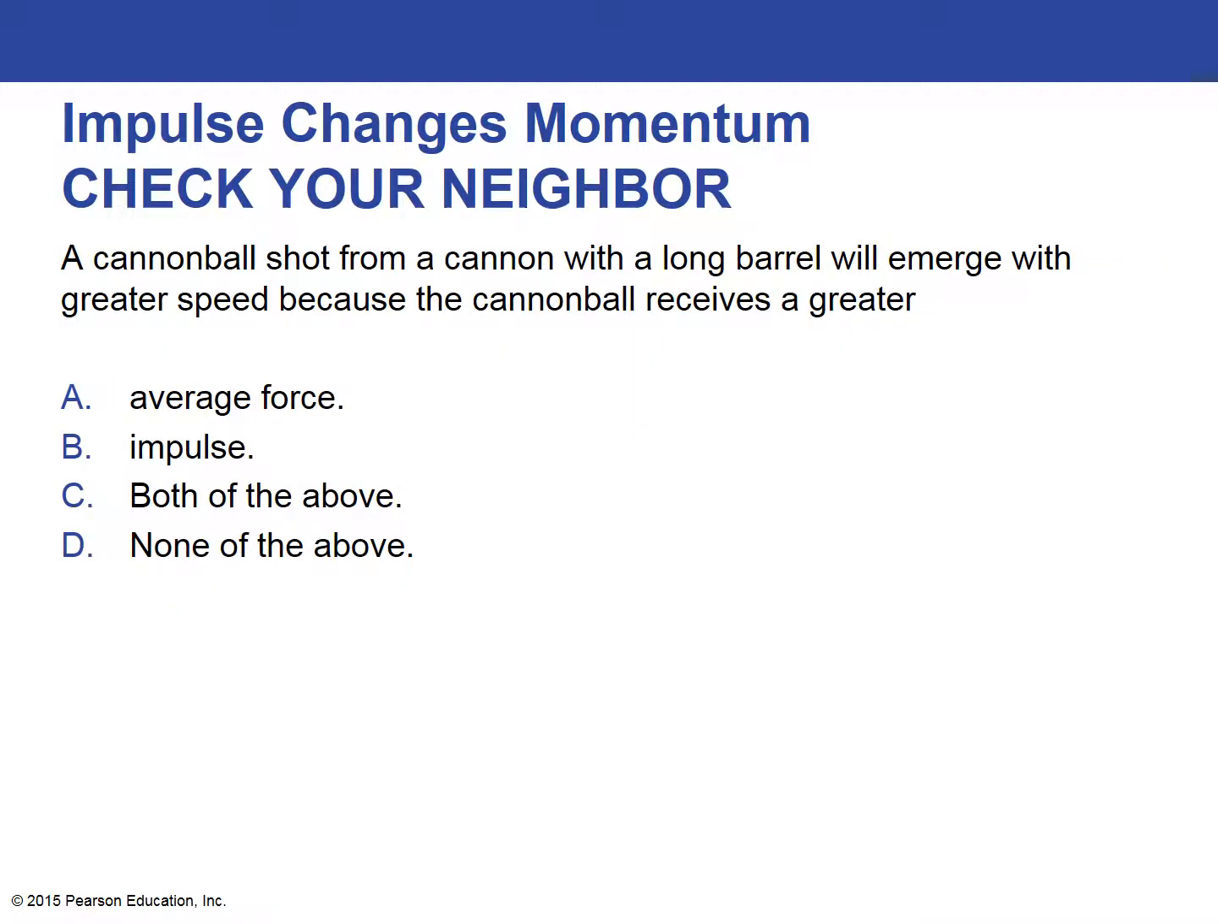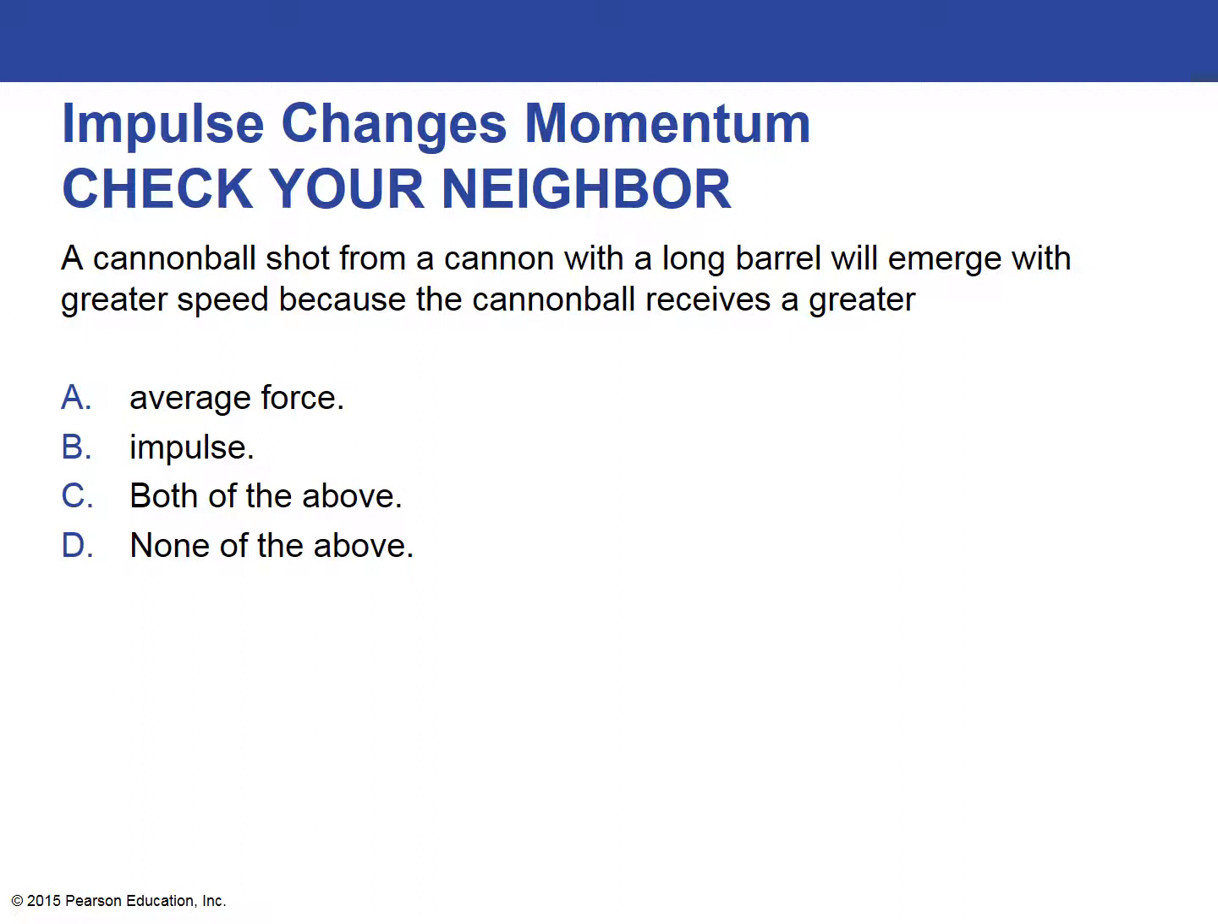So in this case, you're asked to respond to the question of a cannonball shot from a cannon, and what will be the net effect of a long barrel compared to a shorter barrel. Well, in order to answer this question, we need to think about what's happening to the ball after the explosion of gas that drives the ball out through the nozzle of the cannon, or the barrel.